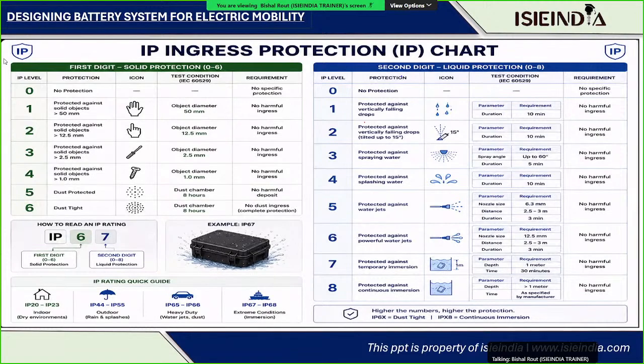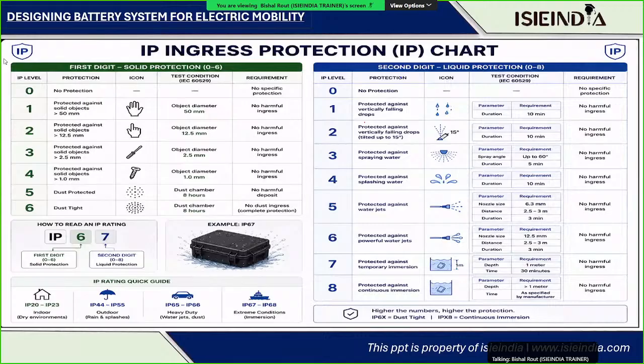Then there is something called IP ratings, guys. IP stands for ingress protection. It is a rating system which is used to define how well an electrical enclosure or a battery pack is protected against any kind of solid particles like dust, powders, and any kind of liquid ingress like water, right?